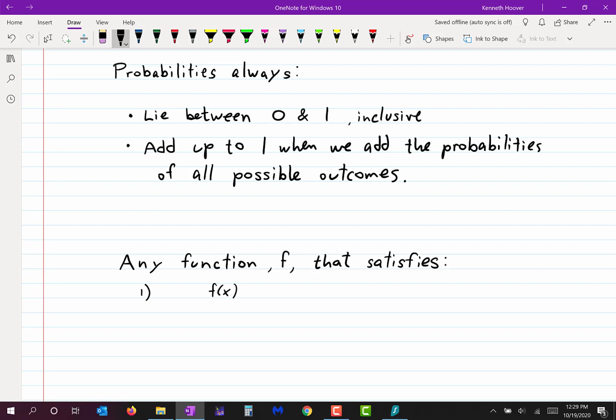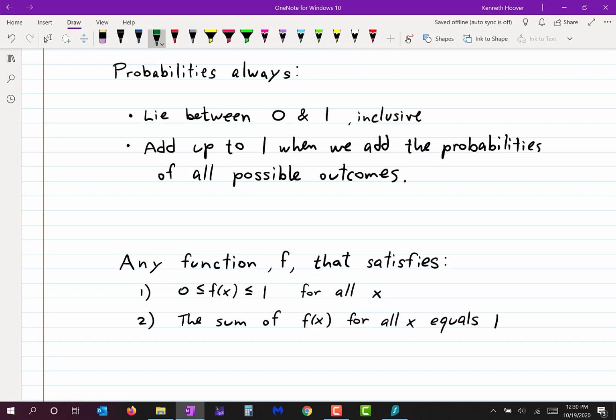f of x is between 0 and 1 inclusive, okay, that's for all x, and number 2, the sum of f of x for all x equals 1. Any function that satisfies those 2 things satisfies the 2 things for probabilities. And so any function that satisfies those 2 things could be used to calculate probabilities of certain experiments.